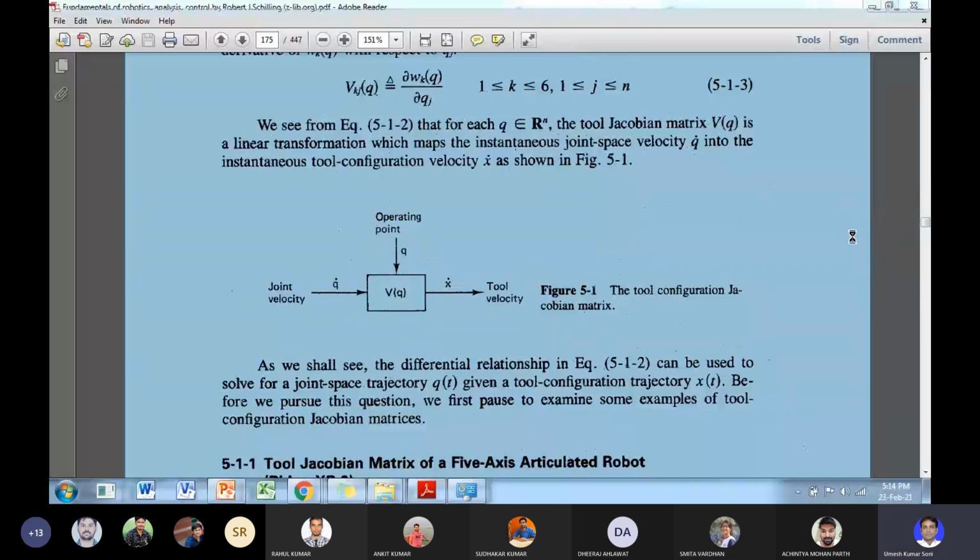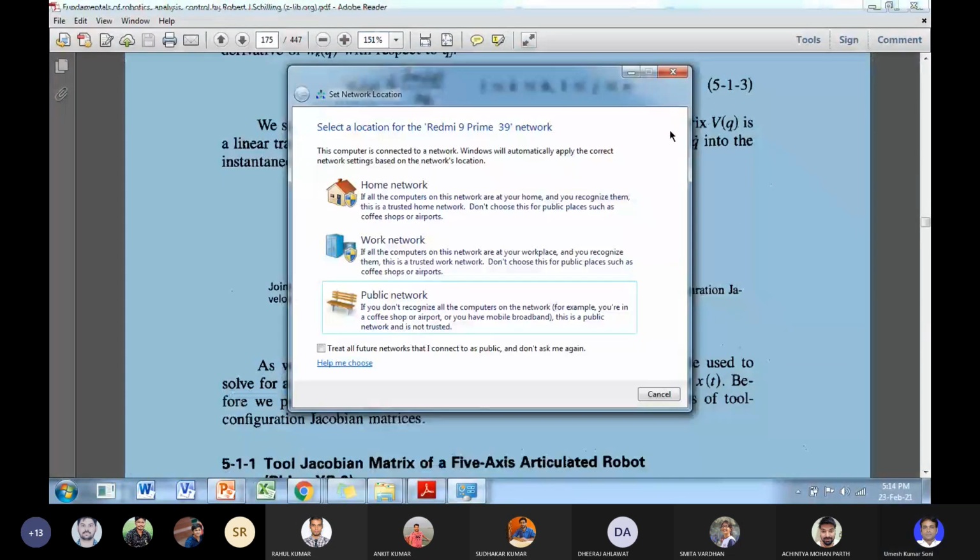Sorry for the interruption, some processing has started.